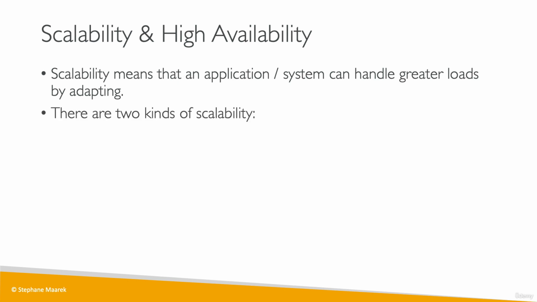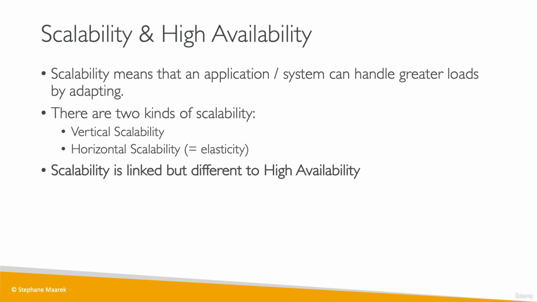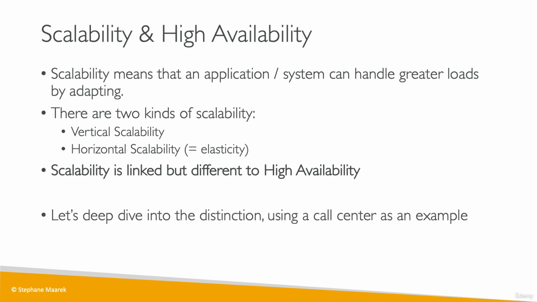And so there are two kinds of scalability. There's going to be vertical scalability or horizontal scalability, also called elasticity. And so scalability is different from high availability. They're linked, but different. So what I want to do is deep dive into all this distinction, and we'll use a call center as a fun example to really put into practice how things work.